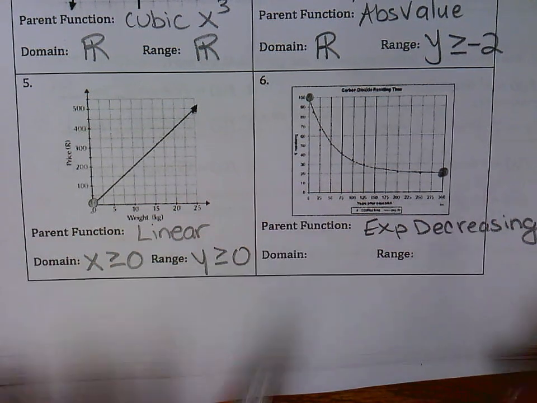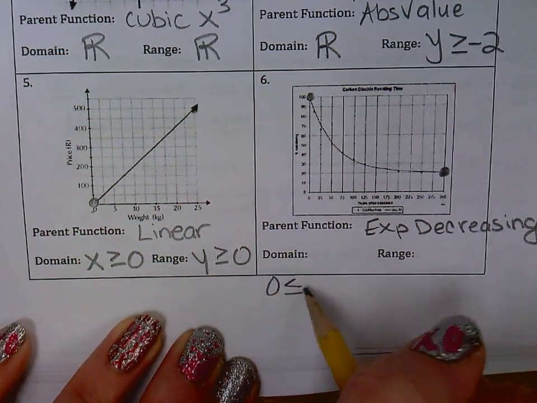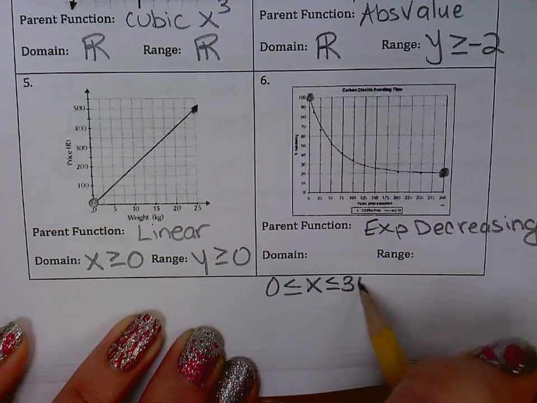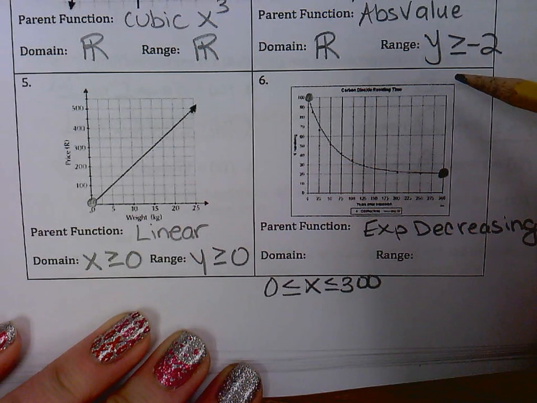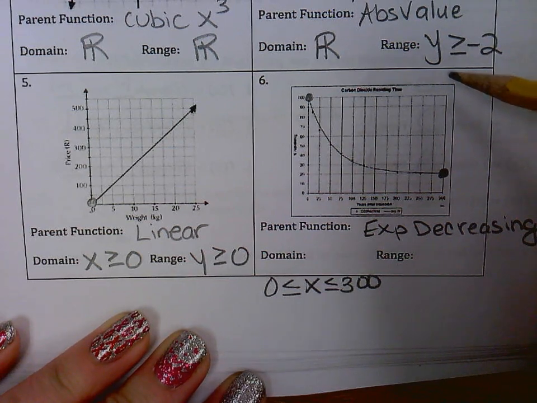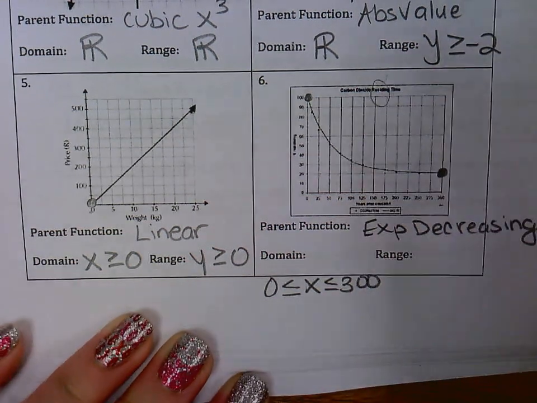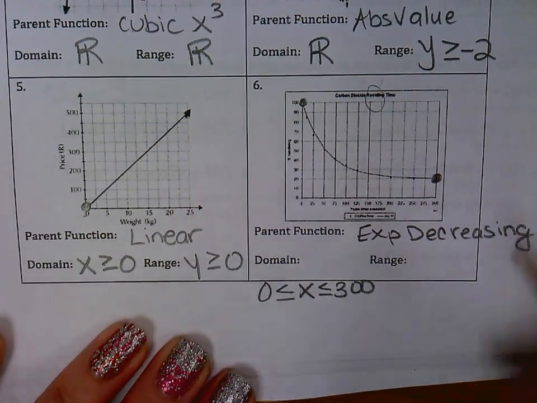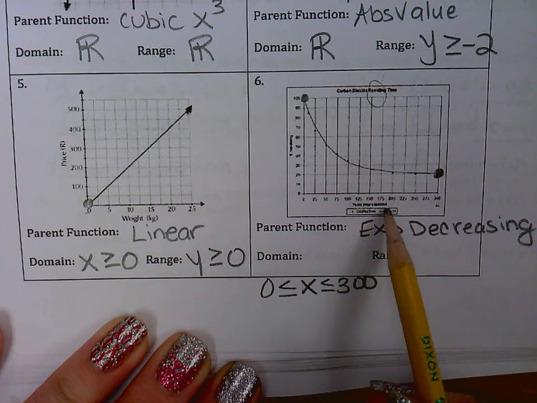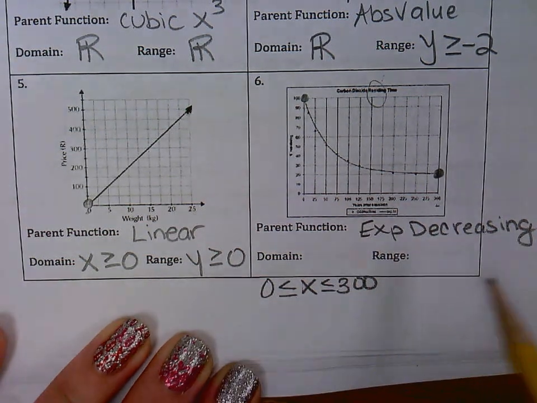But I would say x is between 0 and 300 because it's an application problem. Carbon dioxide something time. I can't read it. It's too small. Does anyone know what word that would be? I don't know. What happens to carbon dioxide over time? Years after something. Don't know.